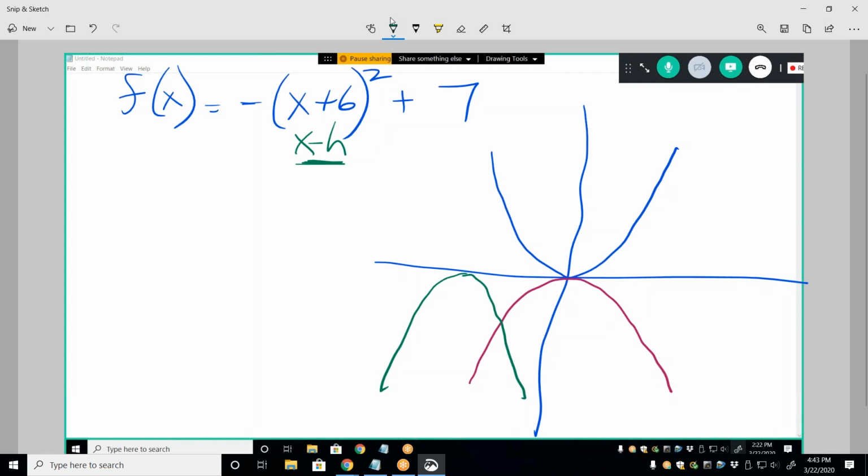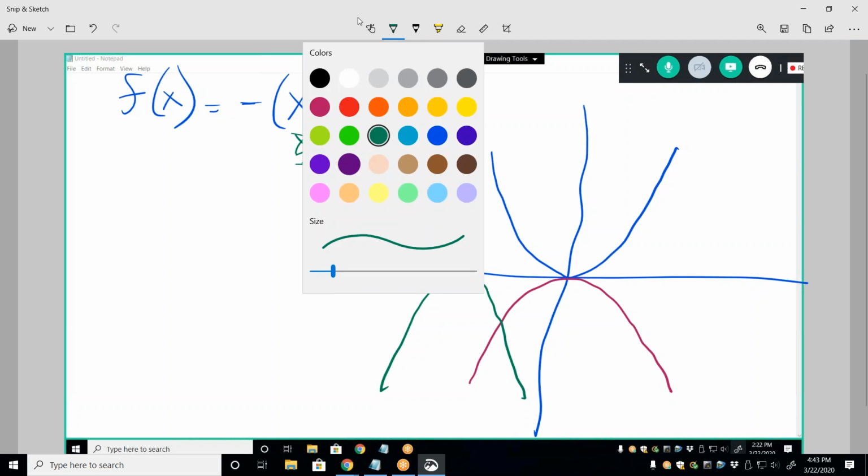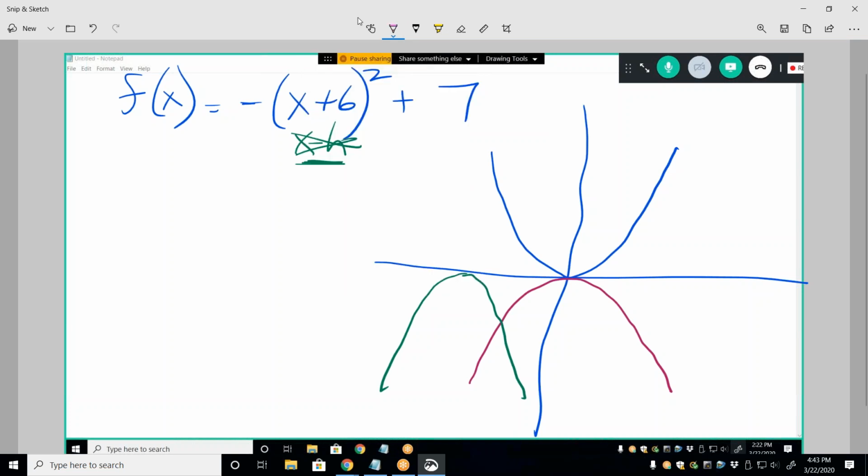Negative means go to the left. I suppose you can look at it as positive means go to the left if you want to ignore that aspect of it. Just whenever you have a positive, it's to the left. Whenever you have a negative, it's to the right. Okay? What is the consequence of the plus 7? It moves it up 7.